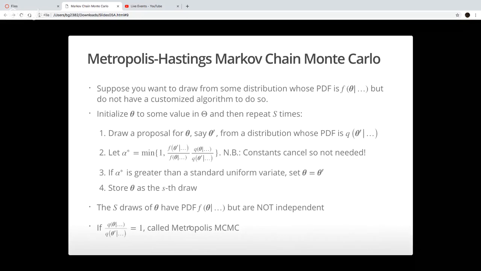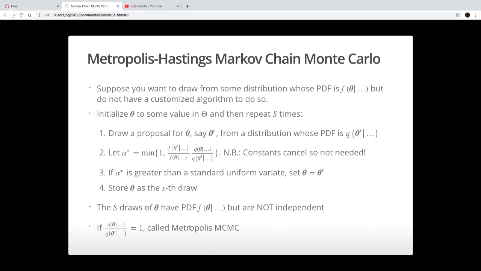But the catch is these S draws are not independent of each other. They're explicitly dependent on each other because this is a Markov process. So that's not quite as good as having S independent random draws, but at least we have S draws that we can use to describe the posterior distribution that we want without being bogged down by the fact that we can't calculate the denominator of Bayes' rule in any sort of useful form, particularly when there are multiple parameters in theta. And so that's the formula or the steps for Metropolis-Hastings.